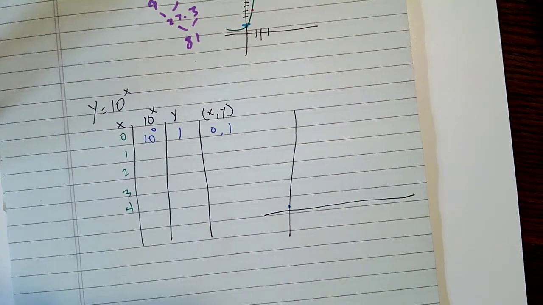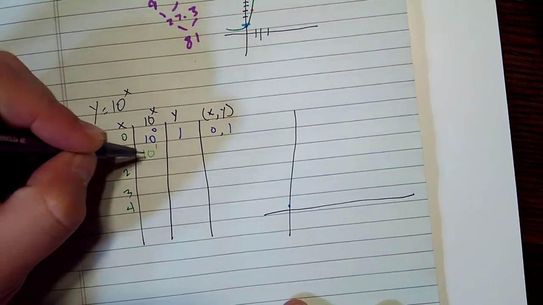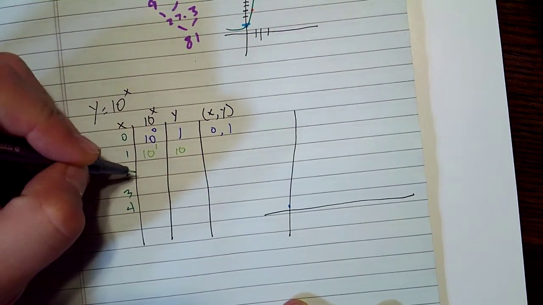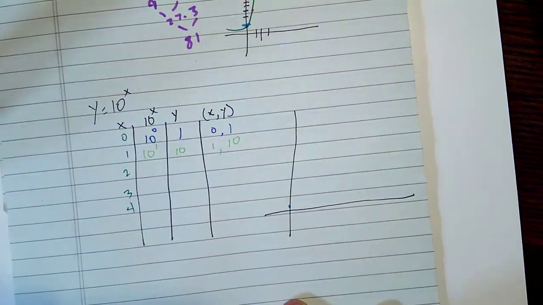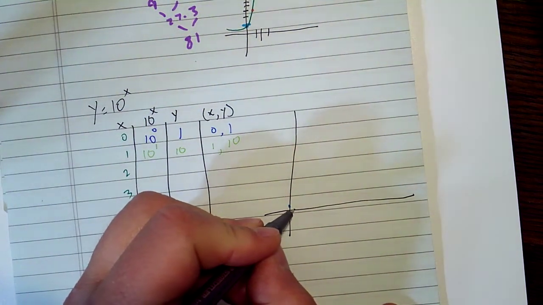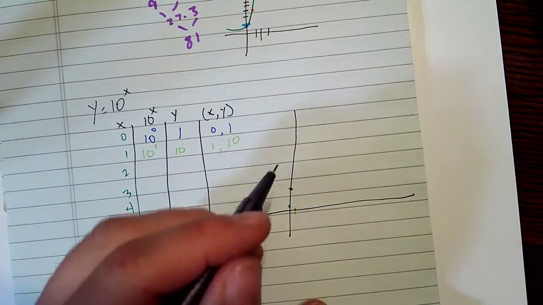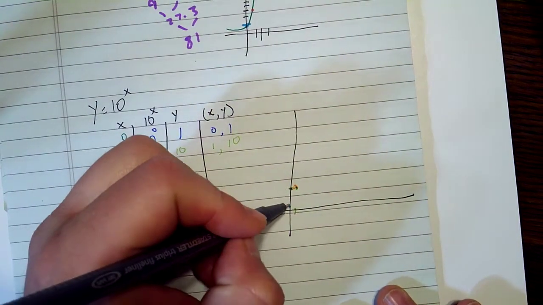Let's go to the next row. Now we're going to do 10 to the 1. What's 10 to the 1? Well, that's 10 one time. So 10. Our point is 1, 10. Now I'm going to plot that. We're going to go to 1, and we'll say this is 10. Oh, my bad. There's our point. See, I'm already looking at it, and I made that way too high. Let's cross that out. Let's make this 10.